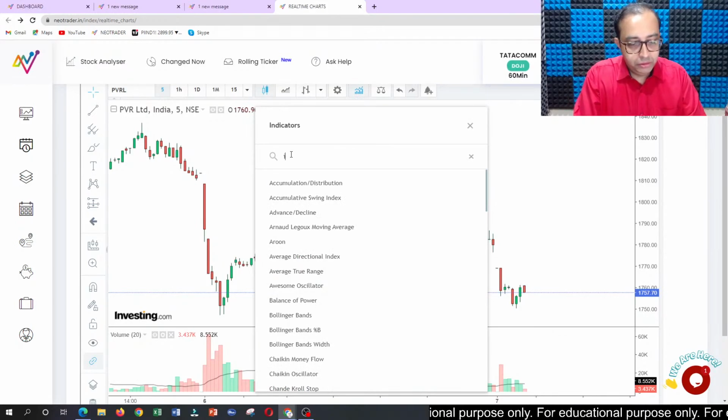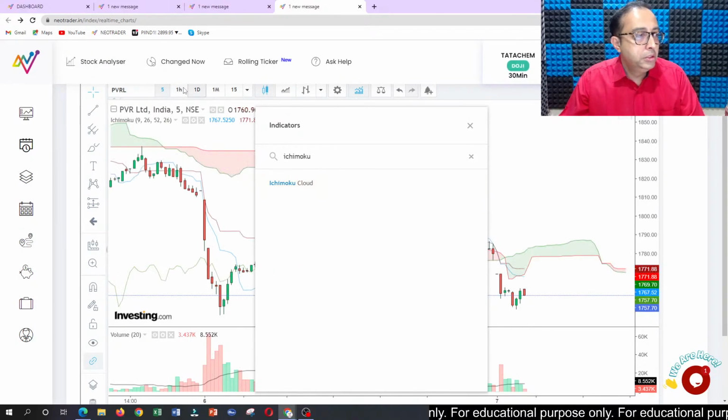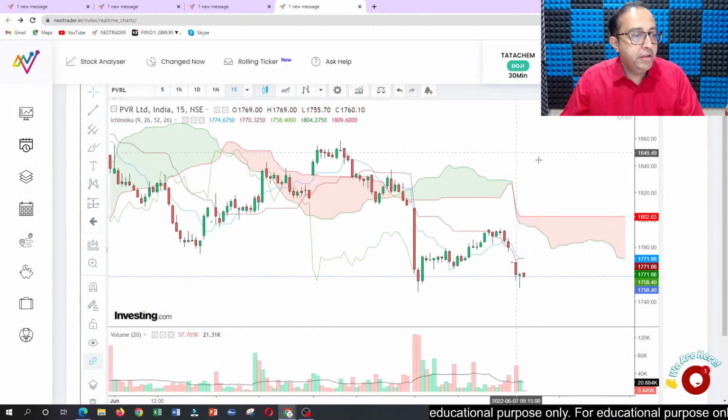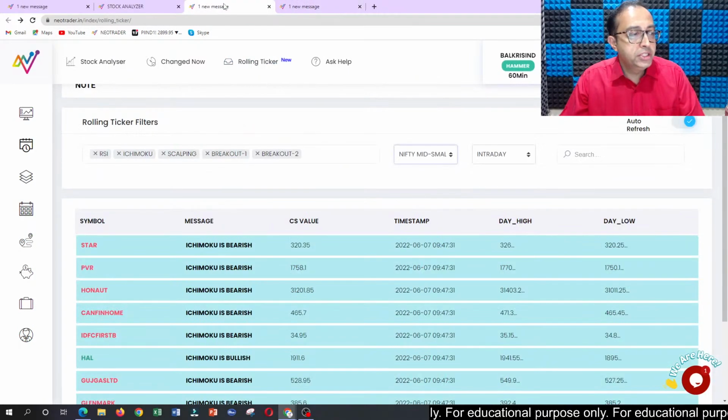Now if you put PVR on a higher time frame, you can see here that the bearishness is increasing. So you can see that you're getting some trades. All you have to do is select the candidate from here and place a trade.